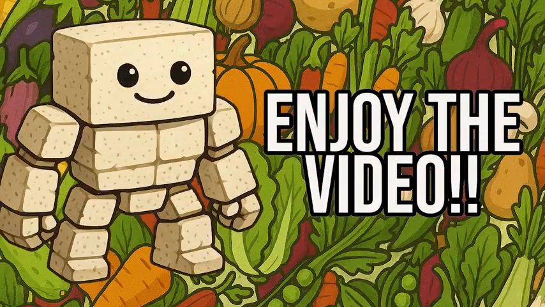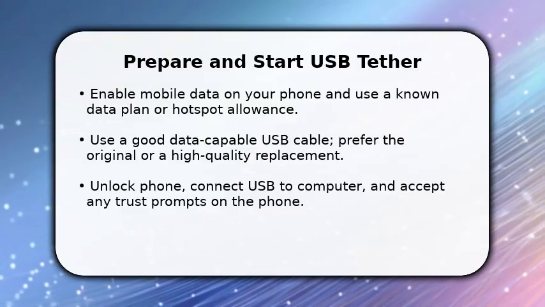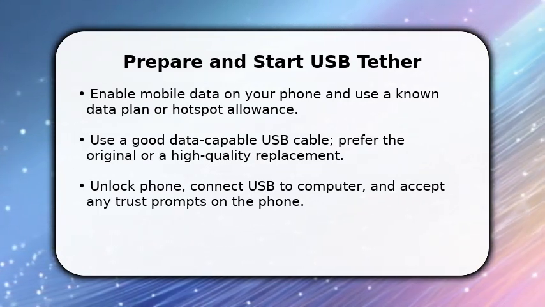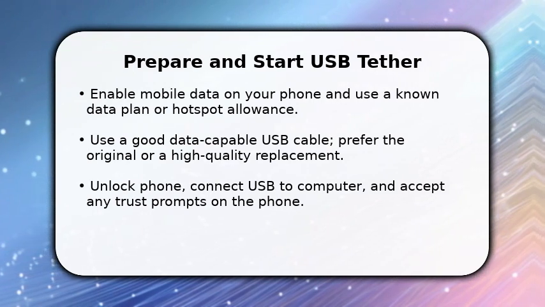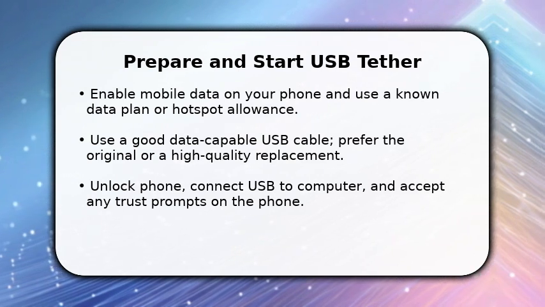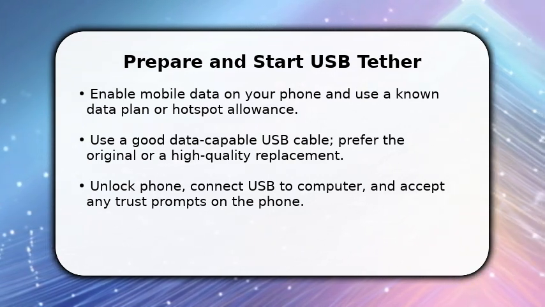Please enjoy the video. You begin by getting basics ready. Enable mobile data and plug a data-capable USB cable into your phone and computer. Once connected, unlock the phone and accept any trust or permission prompts. This lets the computer see the device.